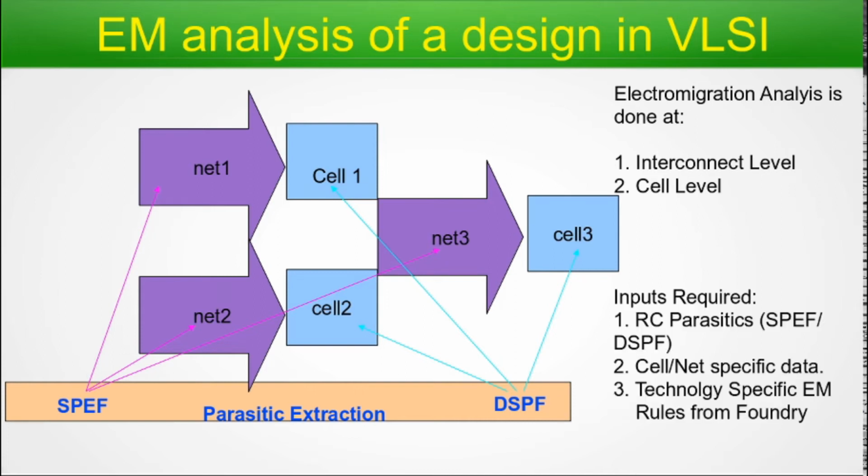What inputs are required? Number one is RC parasitics, SPACE or DSPF. These are two different formats. I will differentiate them at a later stage of this video.